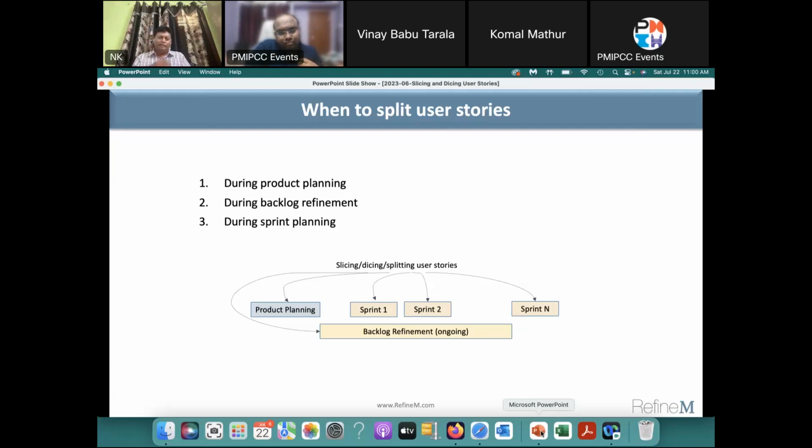I have facilitated product planning sessions where you can finish product planning for even a 1 to 2 year project in 2 days. Just in 2 days, you can finish your product planning. And then of course you can have release planning if you need, that's optional. So you can do it during new product planning, during backlog refinement, and during sprint planning also you can split the story. Okay.